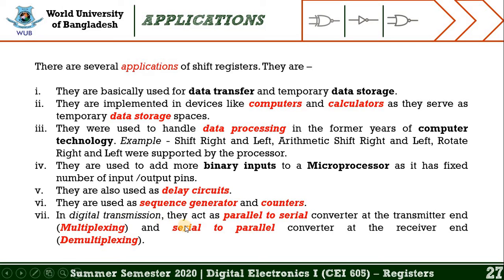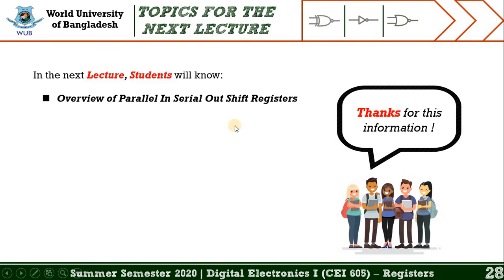In digital transmission, they act as a parallel to serial converter at the transmitter end, which is multiplexing, and a serial to parallel converter at the receiver end, which is demultiplexing. In the next lecture, next week, you will learn about parallel in and serial out shift registers. So let's move into the next slide.